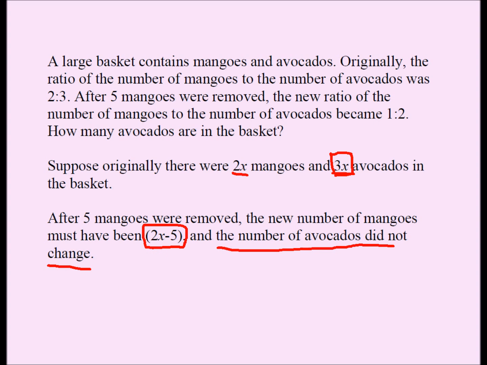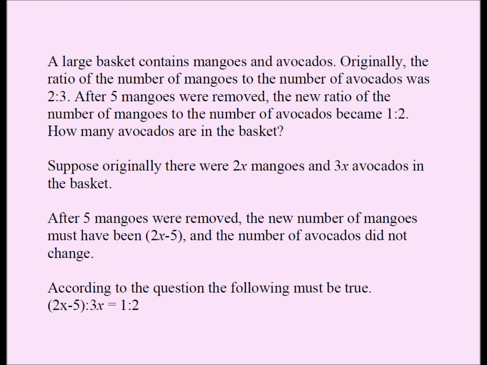So let's write the question again. It's a write the equation. It's a very critical step, and you want to make sure you get it. So what kind of equation can we write? Well, this is what I'm going to argue. I'm going to say, according to the question, the ratio of the new number of mangoes to the new number of avocados has to be 1 to 2. That's exactly what the question says. So I'm going to say 2x minus 5 to 3x is equal to 1 to 2. And all this is a simple algebraic equation, and I will have to solve it.